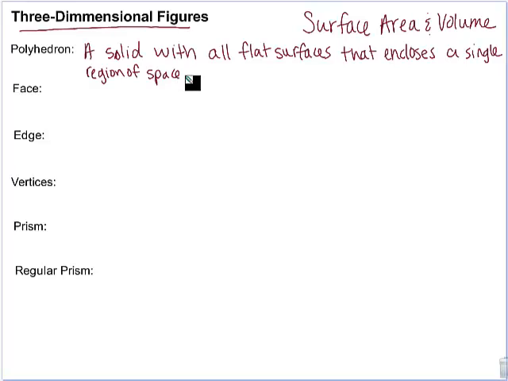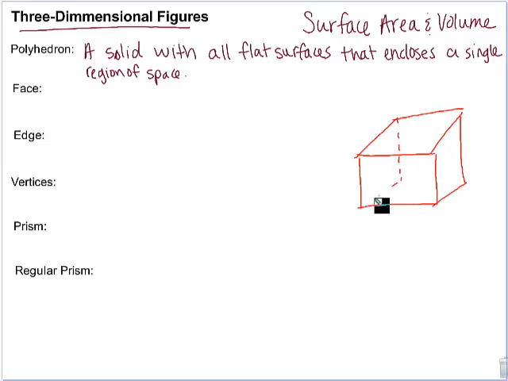For example, the classroom that you are currently sitting in is a polyhedron. It is a solid, it has all flat surfaces, and we just enclose one area of space. Here would be a diagram of our classroom. Okay, so this would be a polyhedron.